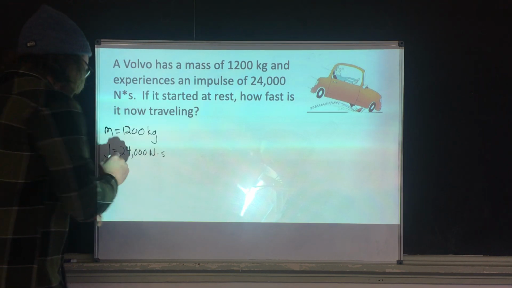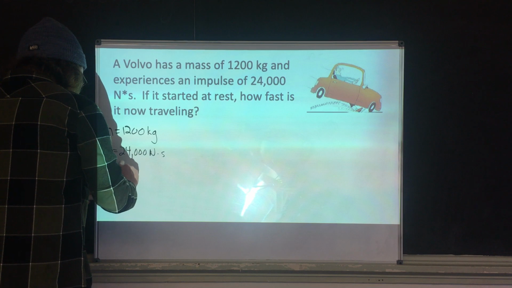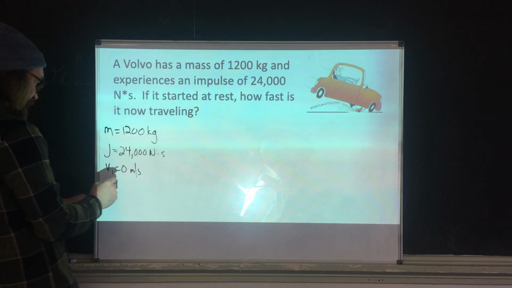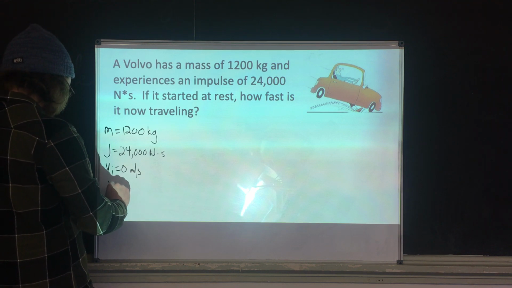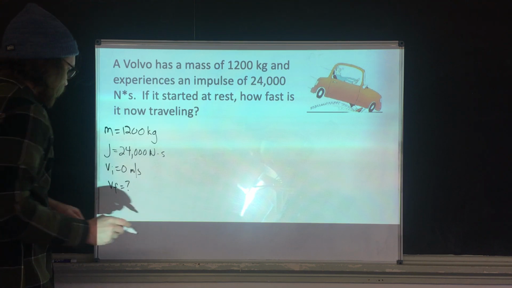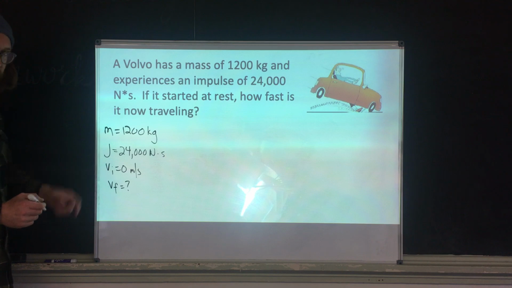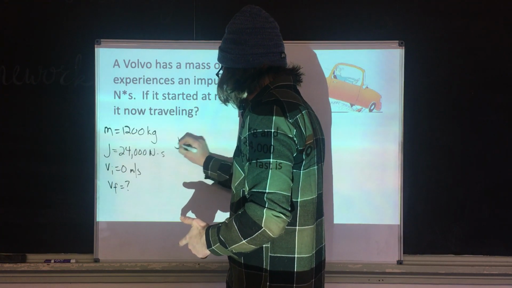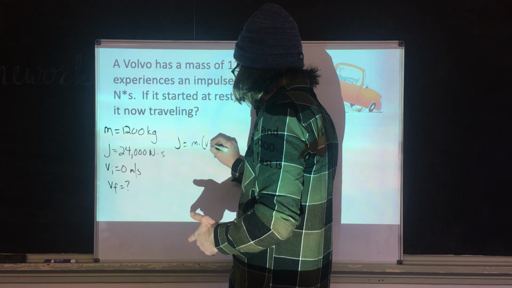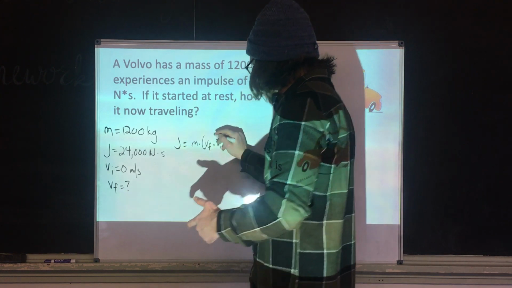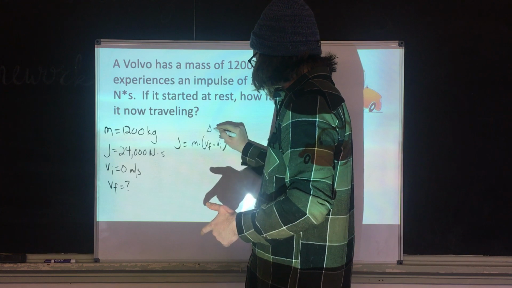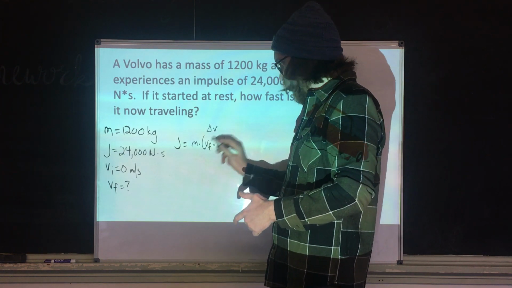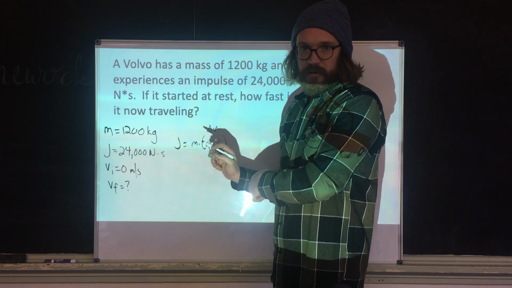If it started at rest, the initial velocity is 0, because it started from rest. How fast is it now traveling? What is its final velocity? All right: mass, initial, final, impulse. We're going to use the same equation. Impulse equals the mass times the final velocity minus the initial velocity. Remember, this is your change in velocity. It's always where you finished minus where you started.